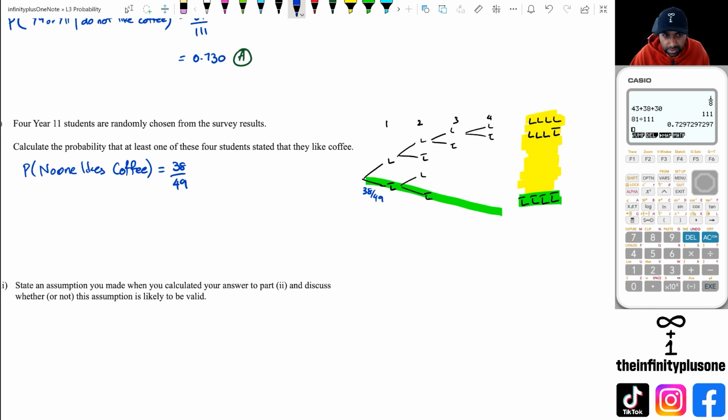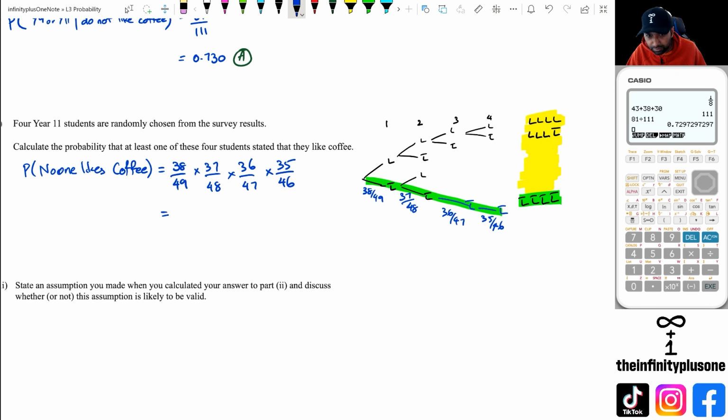Now if you look at the second branch, if the first kid doesn't like the coffee, then we've got 48 kids left, and there's 37 kids that don't like it. And if we were to keep going, we're going to get 36 out of 47, 35 out of 46. So that's the branch that we're looking at where none of the kids like coffee. So we've got 38 out of 49 multiplied by 37 out of 48 multiplied by 36 out of 47 multiplied by 35 out of 46. And we are going to do this in the calculator.